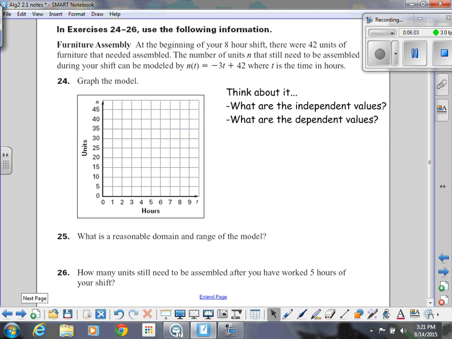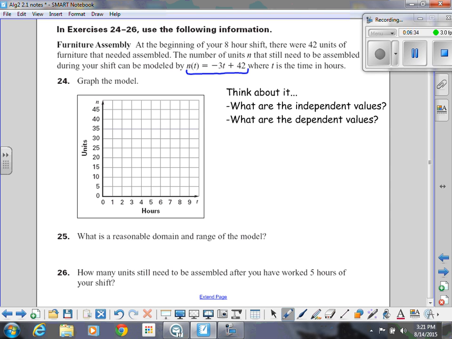So don't be intimidated by all the reading, okay? We're at the beginning of our 8-hour shift, and there's 42 units of furniture that we have to assemble. All right, so they're using the letter N to represent how many units still need to be assembled throughout your shift. And they gave us an equation. Notice that they gave it to us in function notation. So this is N of t. And then they're saying t is a time in hours.